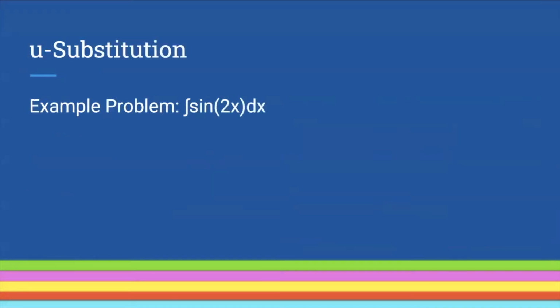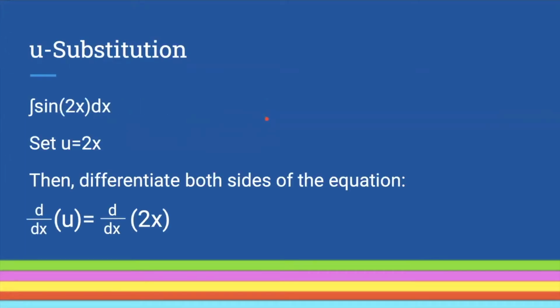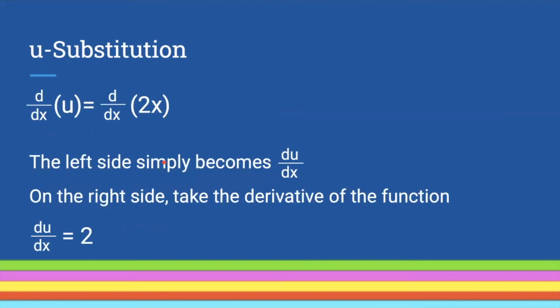So u-substitution, an example problem that we can solve using that is the integral of sine of 2x dx. So in this problem, we set u equal to 2x, and then we differentiate both sides of the equation with respect to x. So to do that, the left side simply becomes du over dx. That's pretty easy. And then the right side, you take the derivative of the function. So the derivative of 2x is 2. All right, so in the end, by differentiating both sides of the equation, this is what you get. Du over dx equals 2.